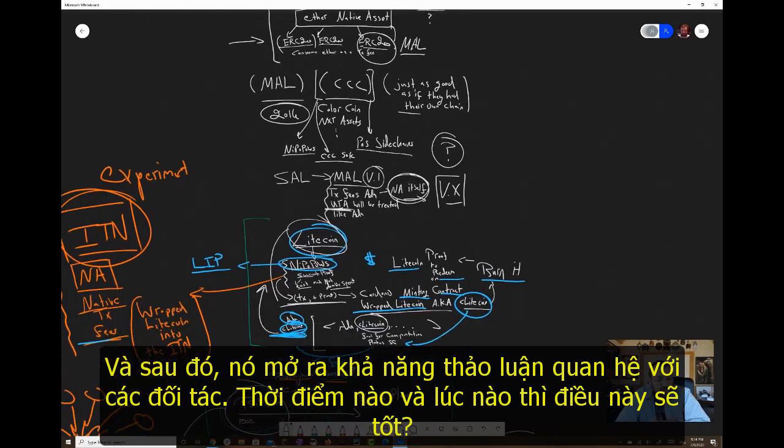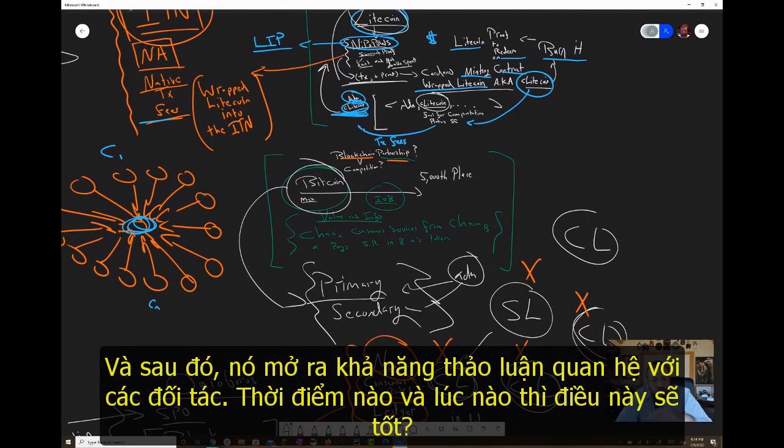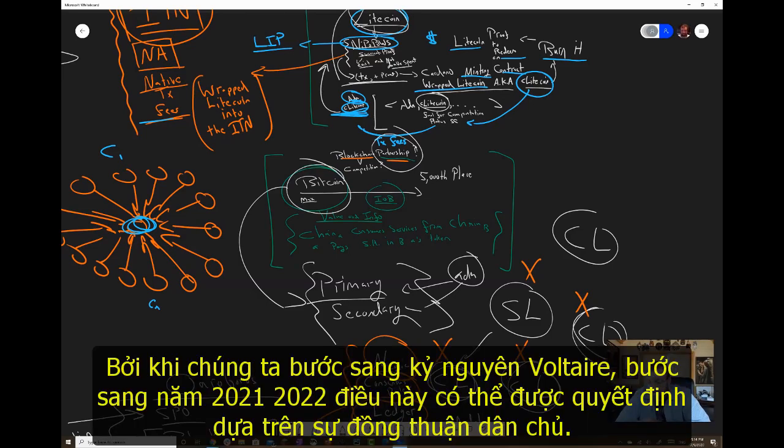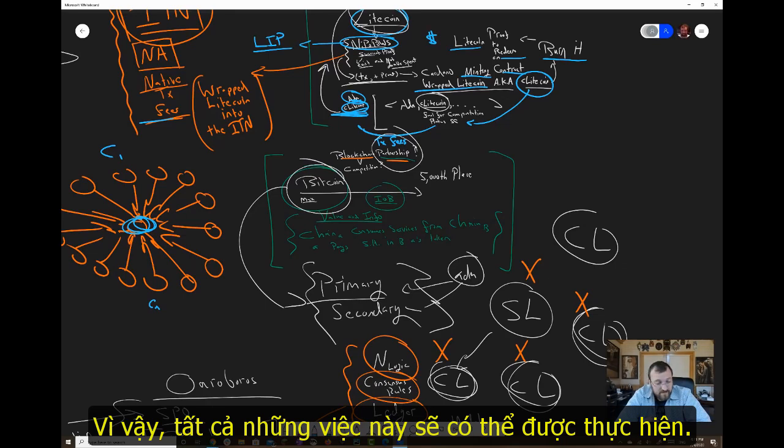And then it opens up the possibility of discussing partnerships where and when this makes sense. For example, perhaps we integrate BATS or Hive or something, and we come up with some sort of sharing agreement there. And all these things, because of Voltaire, as we move into 2021, 2022, can also be decided with democratic consent. So all kinds of cool things can be done.